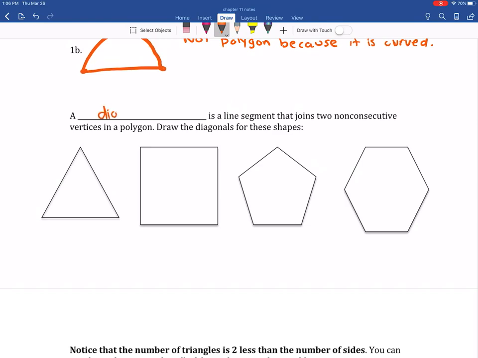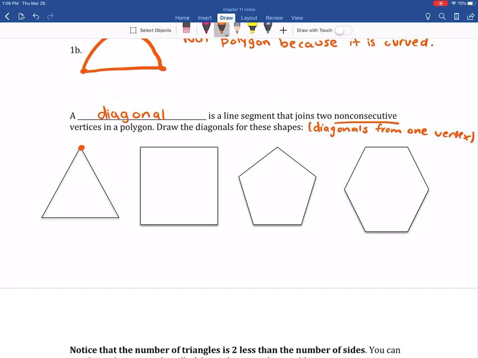Okay, a diagonal is a line segment that joins 2 non-consecutive vertices in a polygon. So consecutive would mean one after another. So non-consecutive means you would skip. So draw the diagonals for these shapes. Let's say diagonals from one vertex.